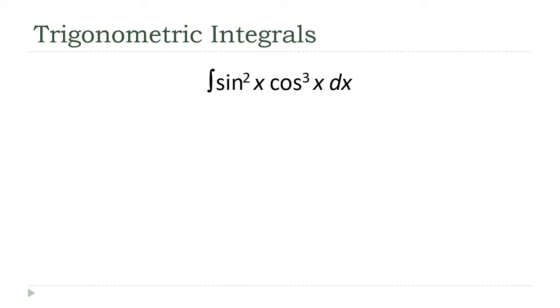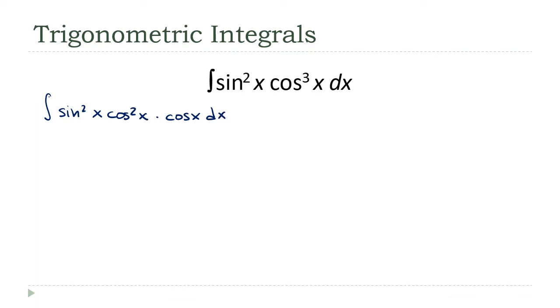So I've got the other odd exponent case here. This time it's on the cosine function. And we're really going to handle this exactly the same way. I'm going to pull one of the cosines off of there. And this will become the integral sine squared x cosine squared x times the cosine of x dx.